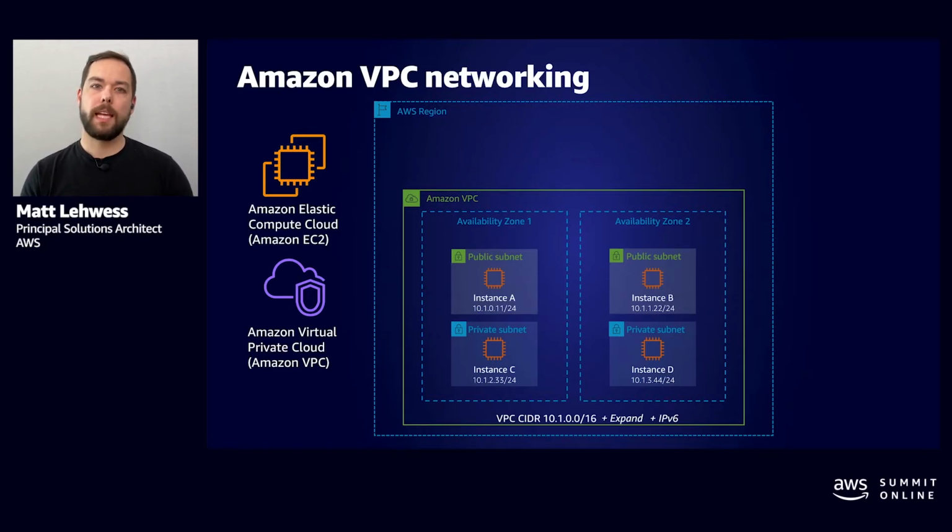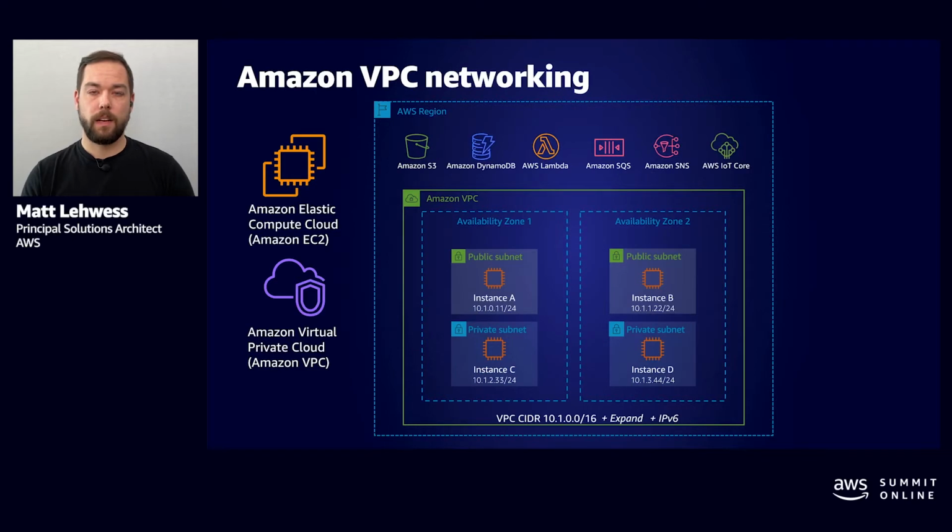You'll notice that they each have an address out of the VPC range, but we've created a subnet for each of these instances. So we've got a 10.1.0/24, for example, for instance A. Now, outside of the VPC, we have a whole bunch of other services: S3, DynamoDB, SQS, SNS, Lambda. These services, and there are many of them, sit outside of the realm of the VPC, but you can also bring them in and connect them to the VPC, which we'll talk a lot about today.